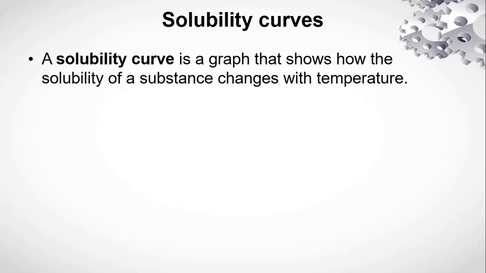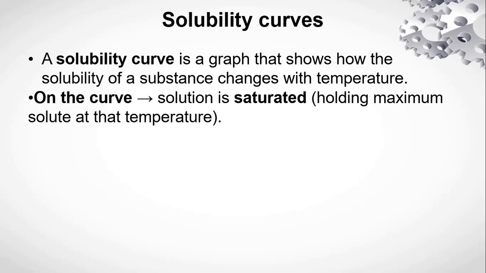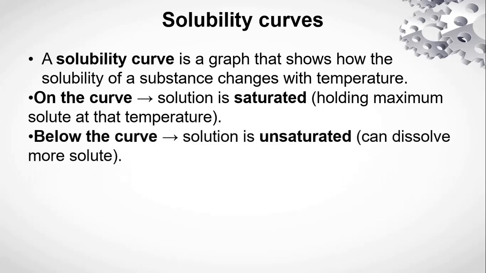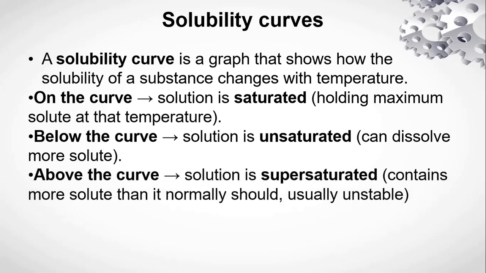Then the next thing is we are going to look at the solubility curves. Now, what is this solubility curve? It's nothing other than a graph that shows how the solubility of a substance changes with temperature. And on that solubility curve, anything that falls on the curve is what we call a saturated solution. And any figure that falls below the curve is what we call the unsaturated solution, while any figure that falls above the curve is what we call the supersaturated solution. So this is how we read the solubility curve.